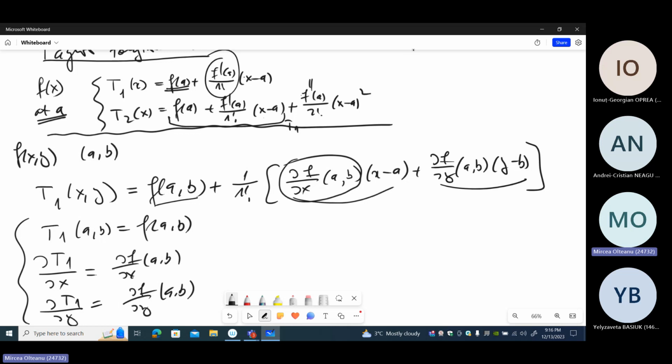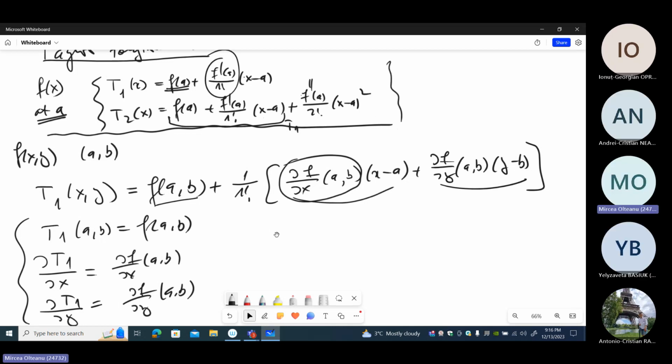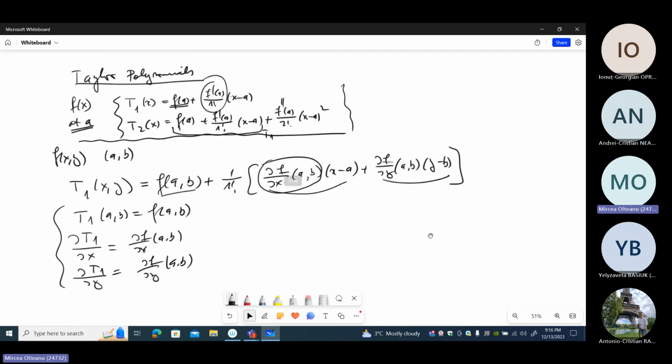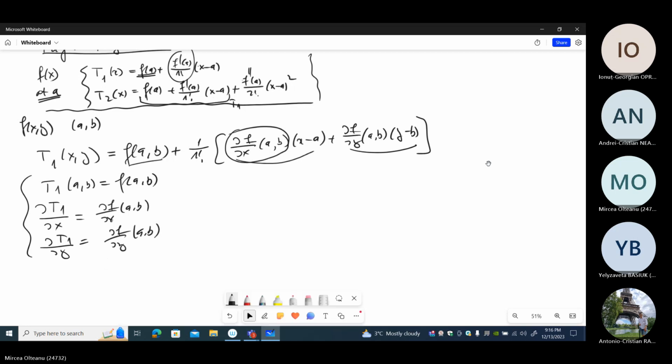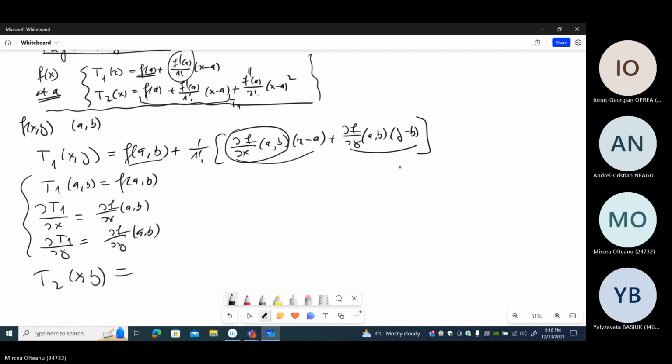Remember the ideas for Taylor polynomials of one single variable. Okay. Very well. Now, while for the second order, we'll add here some second order partial derivatives, but attention. So first of all, we have the linear approximation.